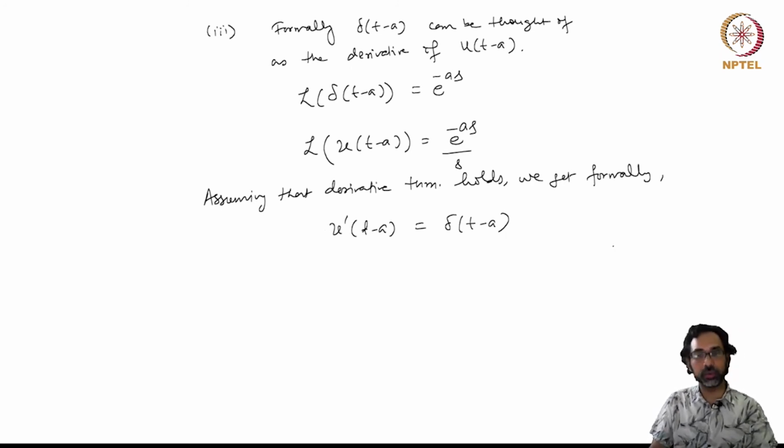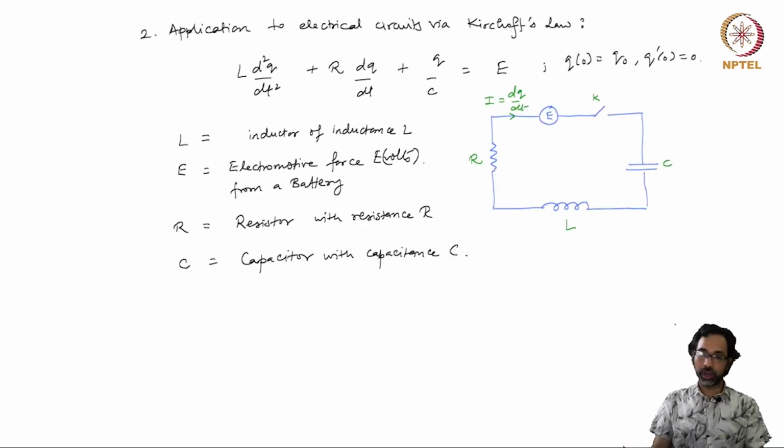So these are the important properties of the delta function, and we can use this to model large blows for very small intervals of time, or even when you have an electrical circuit and there is a large current flowing for a very small time, then you can also model it using the delta function. We can have other applications, for example to electrical circuits via Kirchhoff's law.